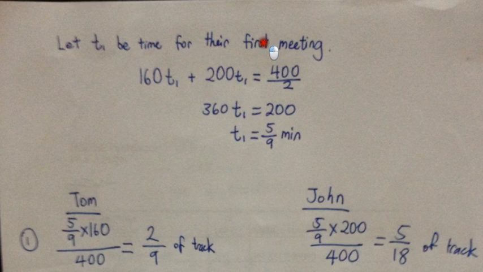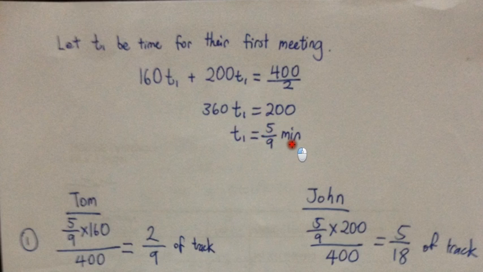That's because Tom is running in the opposite direction to John. But the distance that they complete should be paid close attention to. So the speed for Tom is 160 meters per minute. The speed for John is 200 meters per minute. Since they are spending the same amount of time, 160 T1 plus 200 T1 has to equal 400 out of 2. That's because the total distance that they completed will be half the round because they meet in the first half. So equating it, I'll get T1 equals 5 out of 9 minutes.